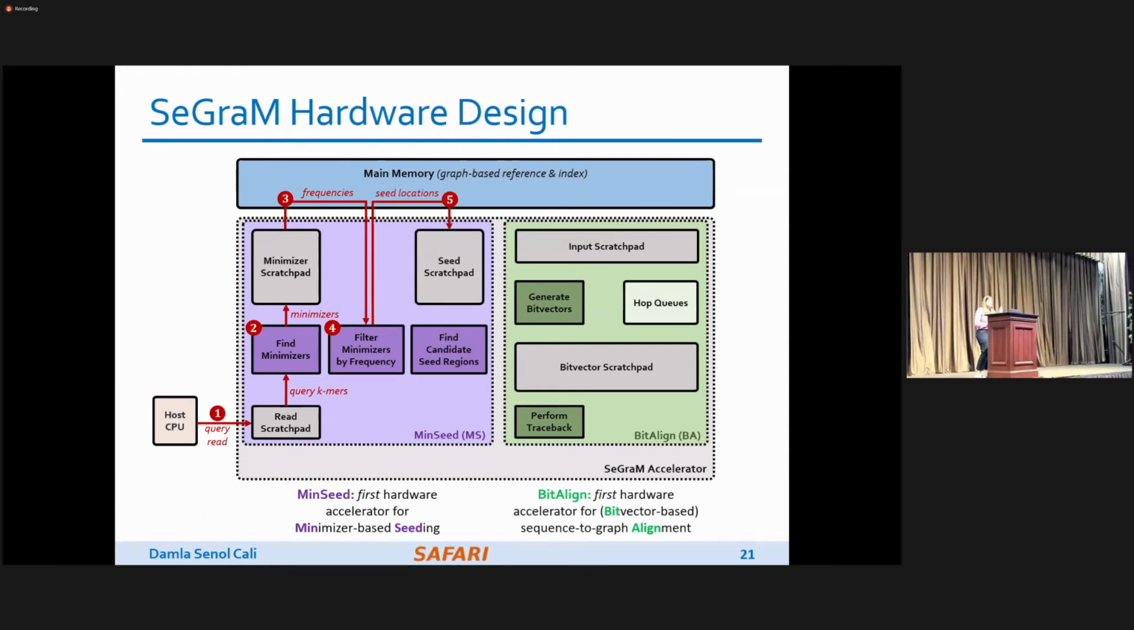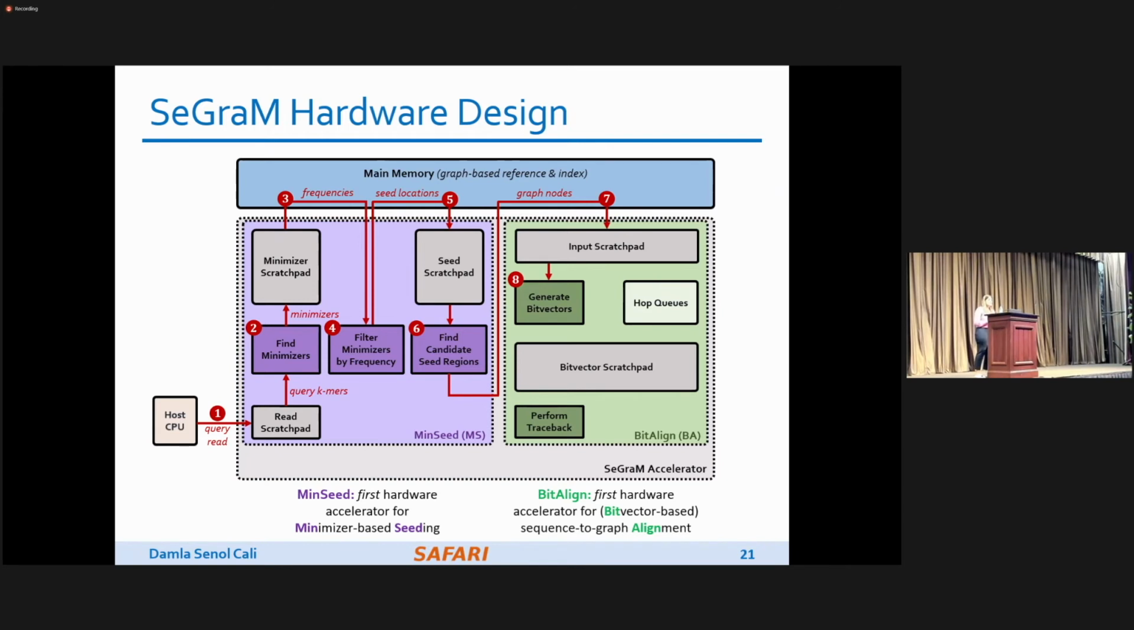Next, MinSeed fetches the seed locations of the remaining minimizers from the main memory and writes them to the seed scratchpad. And finally, MinSeed calculates the candidate reference region, which is the subgraph surrounding the seed. For each seed, it fetches the graph nodes from the main memory and writes the nodes to the input scratchpad of bit-align. And then bit-align starts by reading the subgraph and the query read from the input scratchpad and generates the bit vectors required for the alignment operation.